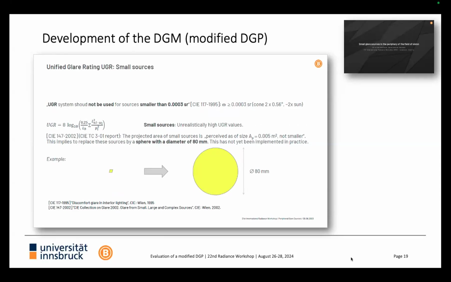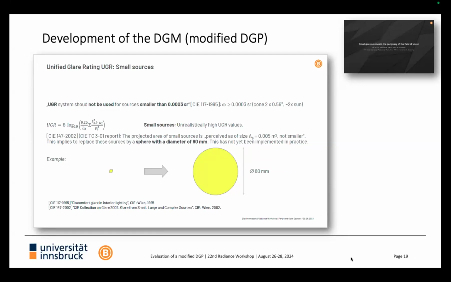ChatGPT said you should use UGR maybe. I don't propose to do that, but in UGR, we know there is at least the recommendation that UGR should not be used if the glare source is smaller than 0.0003 steradians. That's about 2 times 0.5 degree opening angle. So there's a limit in there because they know there's this L squared omega issue in the formula that causes your metric value to explode at some point.